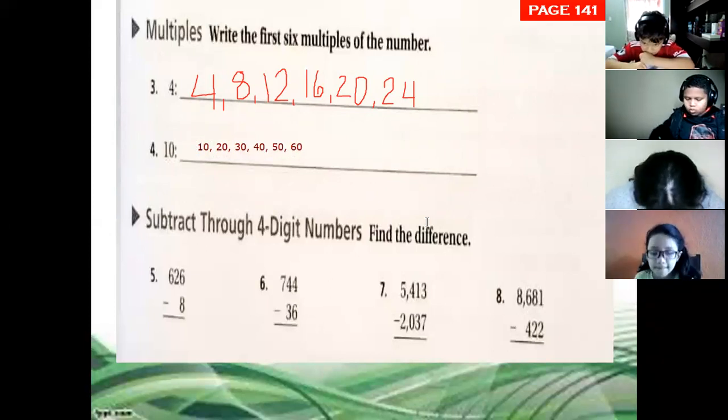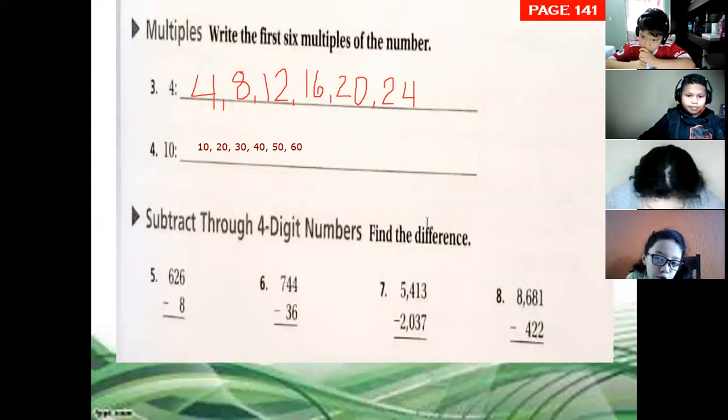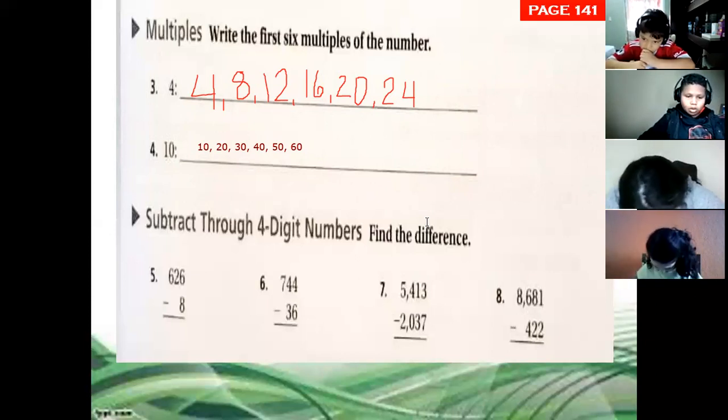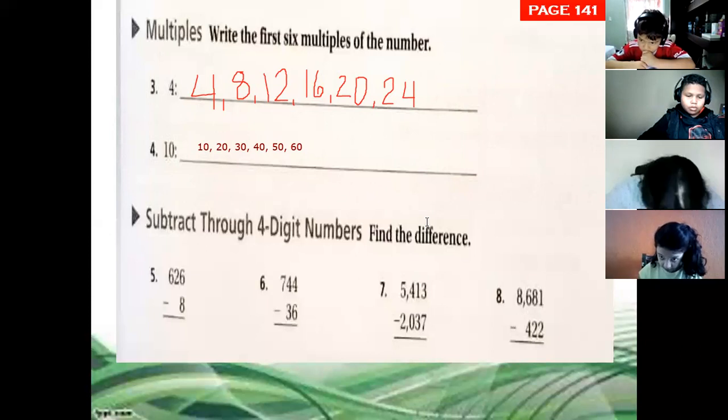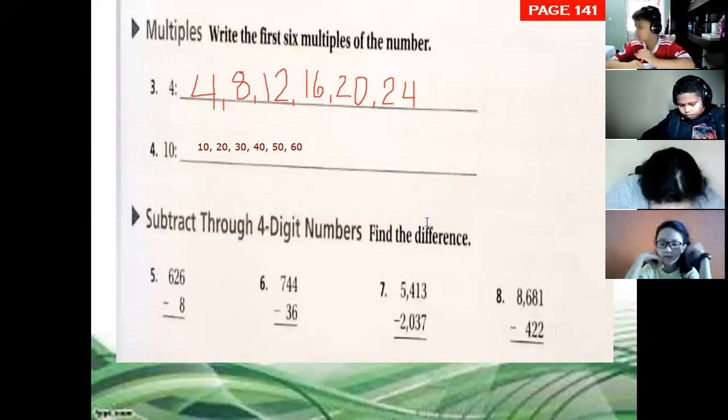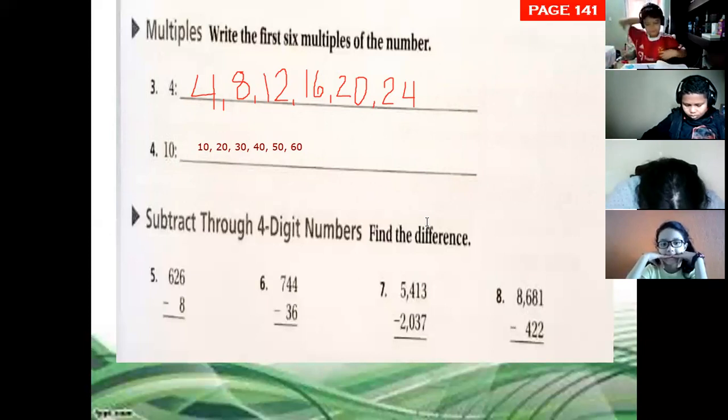Okay, products equals multiples, because then we're gonna see multiples. What's the other name? Well, I don't remember at this moment.